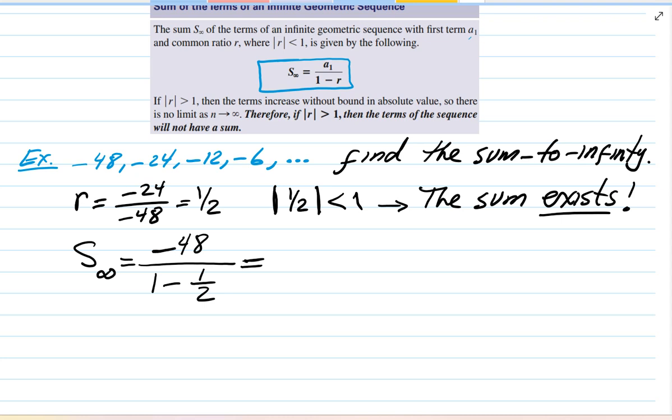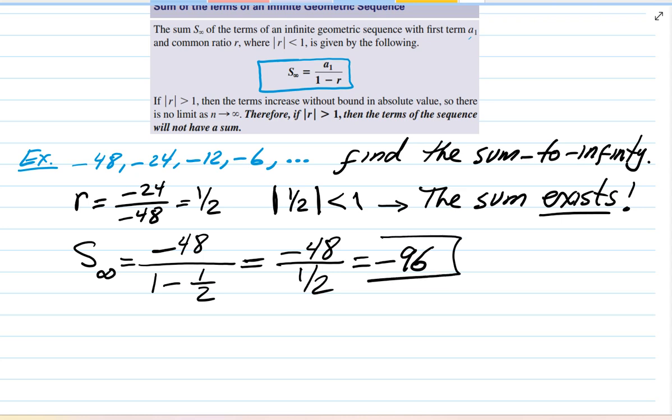Okay, so here we go. We've got negative 48 divided by 1 minus a half, which is a half. I'm going to invert the half and multiply. Invert, you get 2 times negative 48, which is negative 96. Check it out, folks.